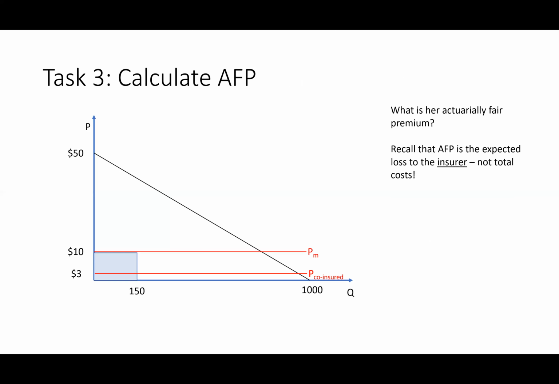Another question that you can answer now that you've got this nice picture is, what is the actuarially fair premium for Alice? Remember that the AFP is the expected loss to the insurer, not the total loss associated with the cost of medical care. It's just from the insurance point of view. So put on your evil insurance company hat and ignore any costs that occur for Alice only, and just focus on what's coming out of the insurance company's pocket.